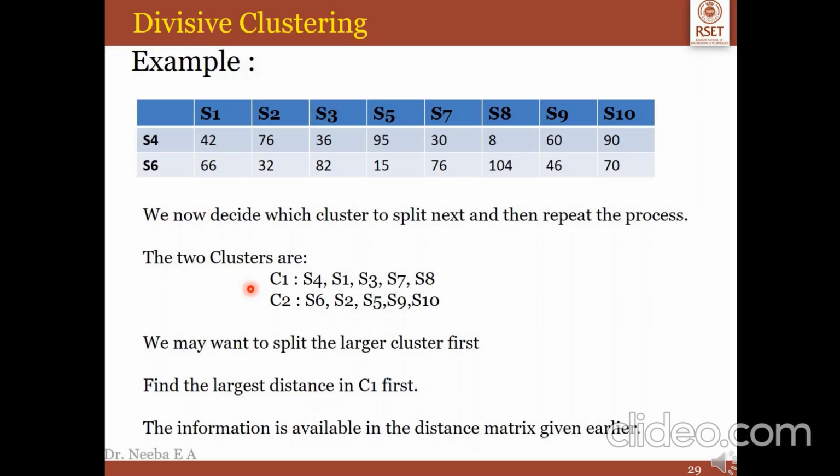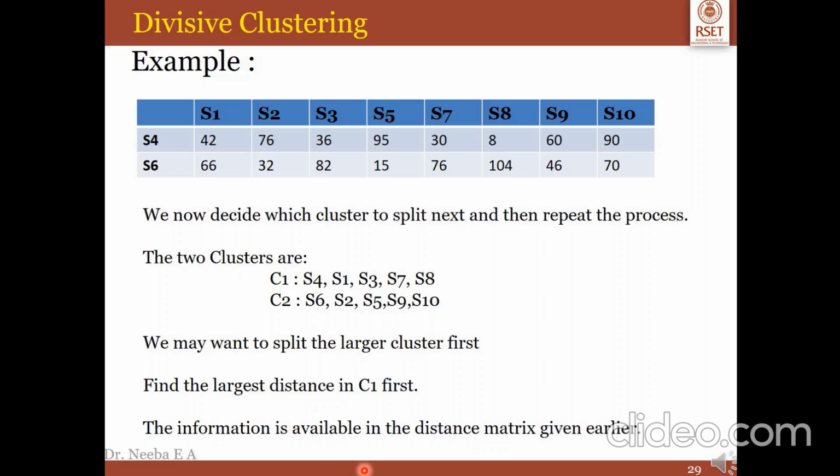Now we'll see which object is near to which cluster centroid or the seeds. When we are taking S1, it is near to S4, S2 near to S6, S3 near to S4, S5 near to S6, S7 near to S4, S8 near to S4, S9 near to S6 and S10 near to S6. Accordingly, we have created the 2 clusters C1 and C2. Now the next step is we have to split these 2 clusters separately.